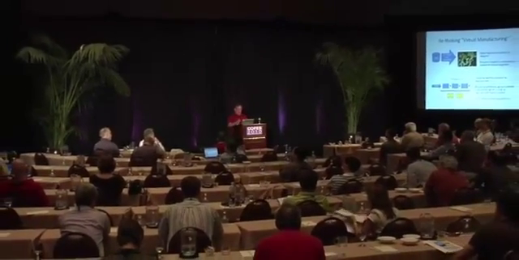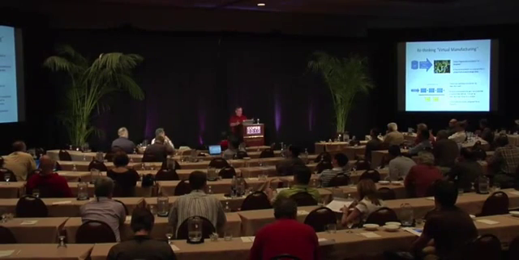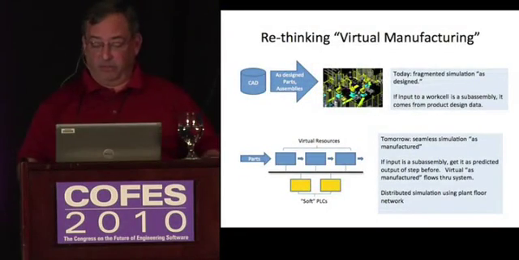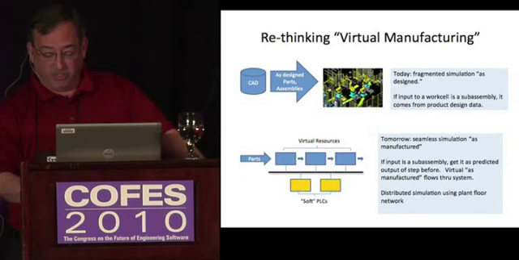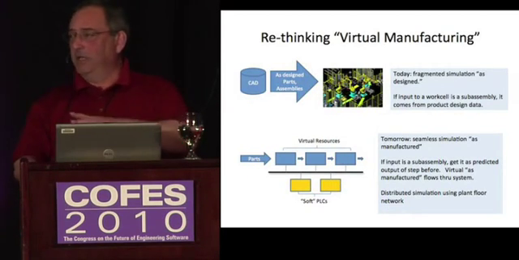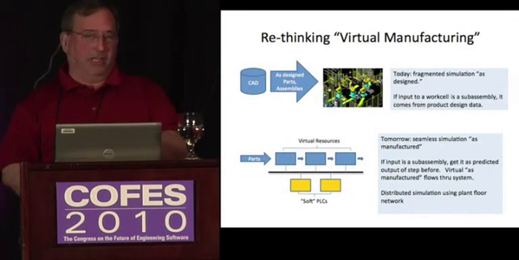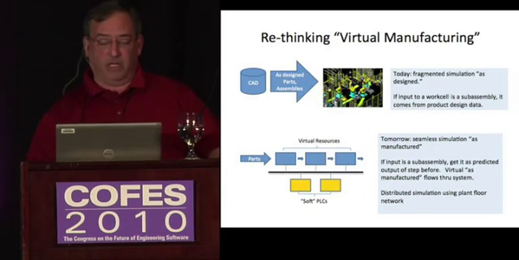So the whole idea is to move from this monolithic simulation of a work cell to actually something that looks like a virtual factory. And it becomes distributed simulation using a plant floor network. And the whole discussion about cloud computing is, I think, relevant here to the feasibility of being able to do something like this.